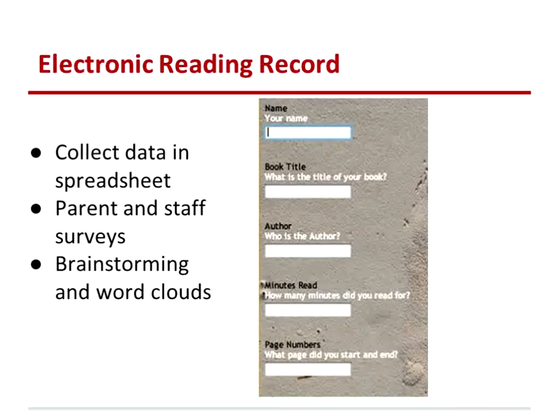For the younger kids, if you're still doing reading logs, instead of doing paper reading logs, you can do electronic reading logs. Your name, what's the title of your book, who's the author, how many minutes did you read for, what page did you start and end on. Really great, quick way of gathering information. Great for collecting any data from your kids and parent community. Great for any type of survey you want to do with the staff or your parent community. Love it for brainstorming and word clouds. Anything you can think of. Like I said, you could easily spend a year only using Google Forms and you'll still come up with new ideas.